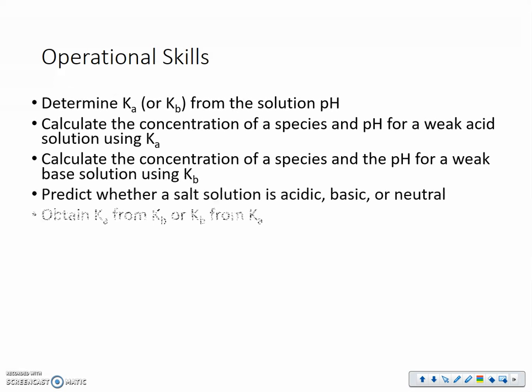All right, and then the last thing is just your list of operational skills, things to make sure you cover, make sure you're comfortable with doing all these calculations before your test.